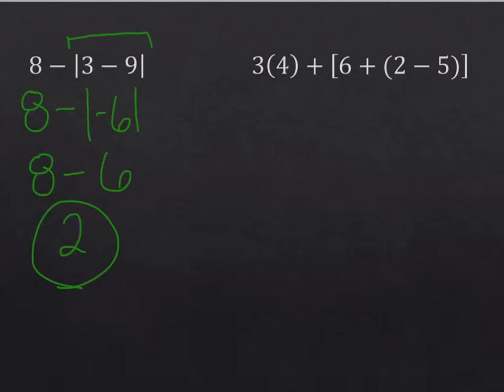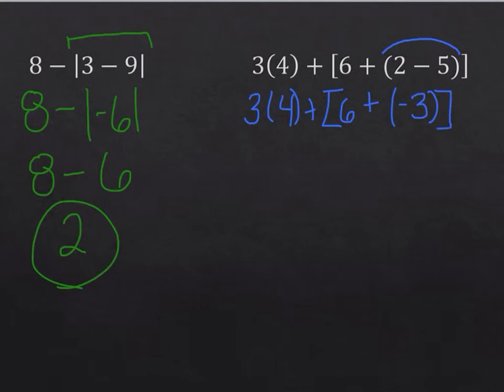Sometimes you have symbols of inclusion inside symbols of inclusion. You always start in and work your way out. So my first thing that I'm going to do here is right there. So I'm going to go 3 times 4 plus 6 plus, and 2 minus 5, that is negative 3.